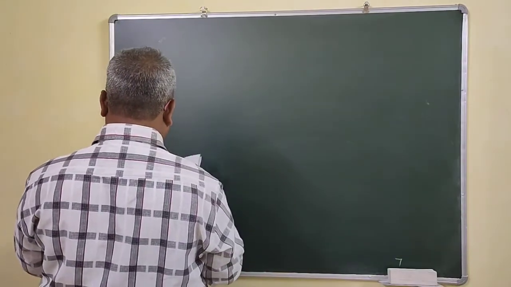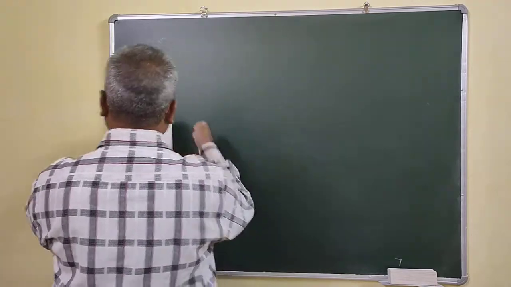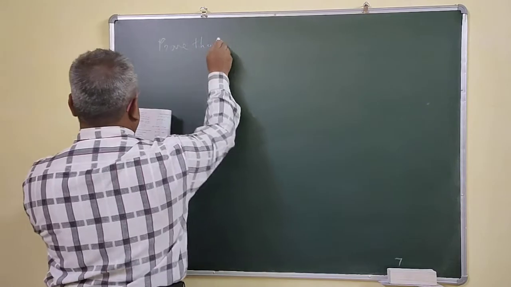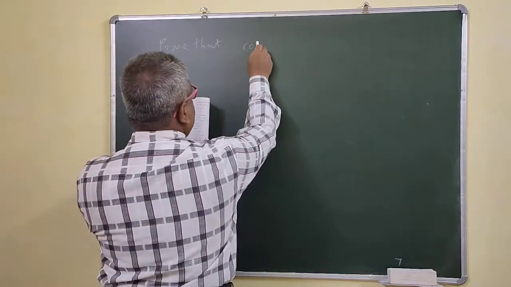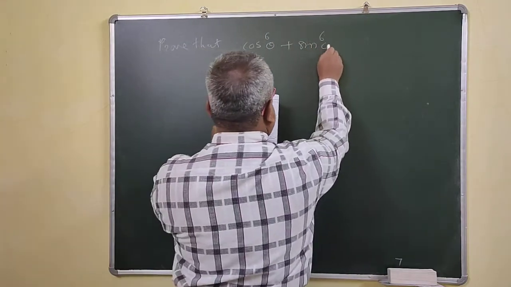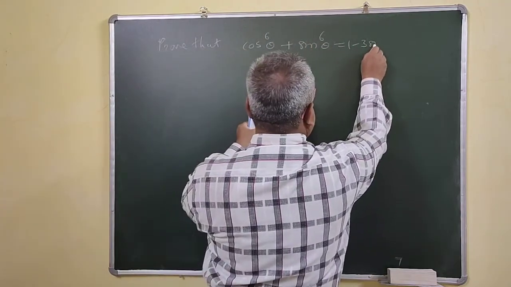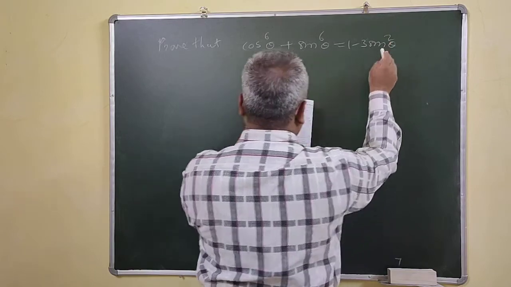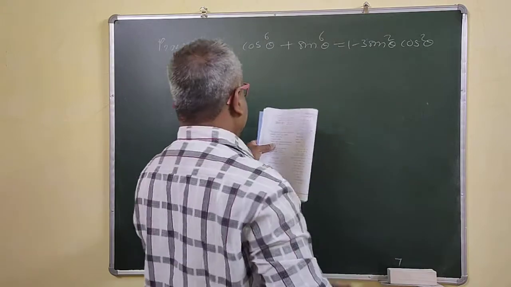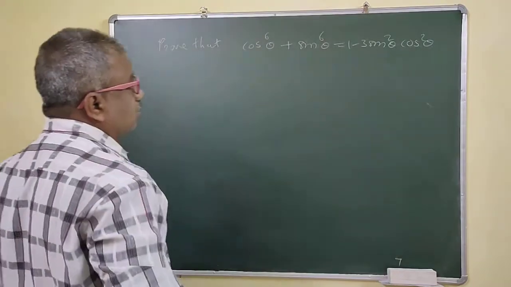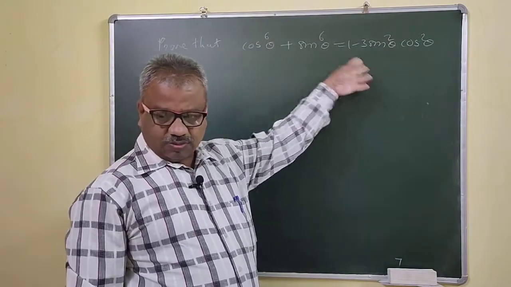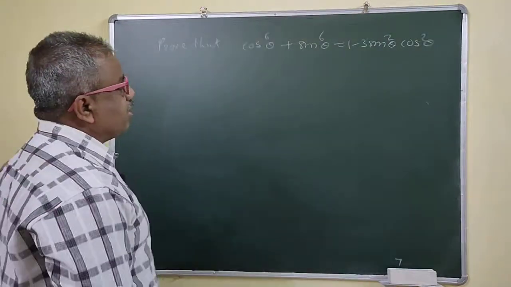Take the next problem. Prove that cos to the power 6 theta plus sin to the power 6 theta is equal to 1 minus 3 sin square theta cos square theta, that is, 1 minus 3 cos square theta sin square theta. Okay, so take LHS and prove RHS, or take RHS and prove LHS. Any way you can do this.